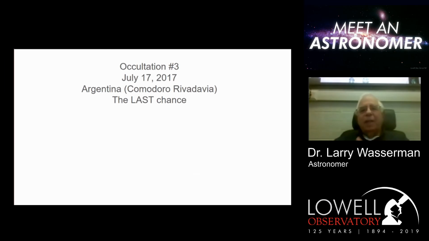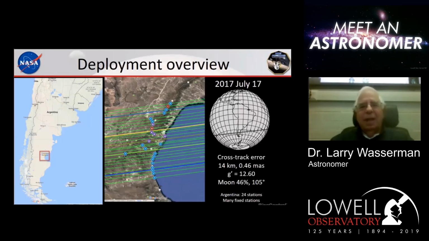Okay, July 17th, 2017, back to Argentina, to a town called Comodoro Rivadavia. This is our last chance, guys. It's now or never. Okay, here's the overview. The left slide shows where Comodoro Rivadavia is. It's a small oil mining town, sort of the size of Flagstaff, I would say, 40, 50, 60,000 people on the west coast of Argentina.